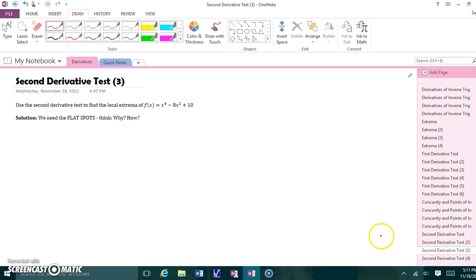Let's do an example here. I'm going to do this example in real time with you so you can follow it easier and you're not just mindlessly copying it down here. So we want to find the local extrema of this 4th degree polynomial.